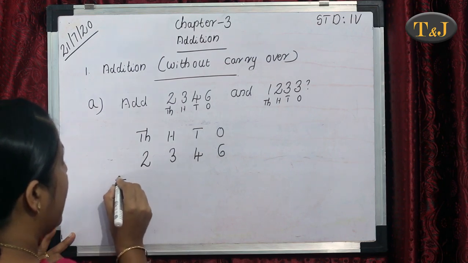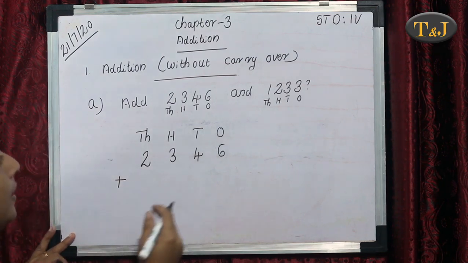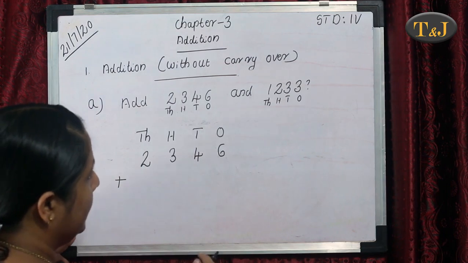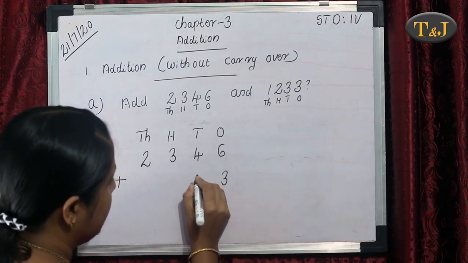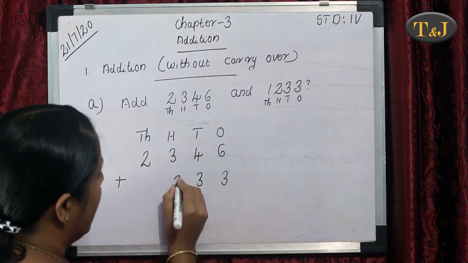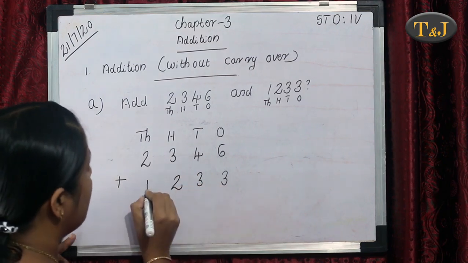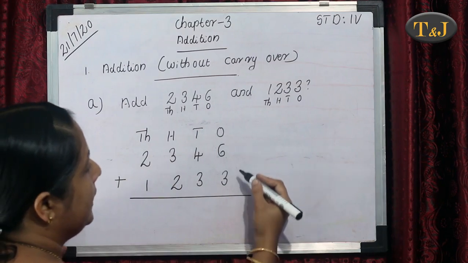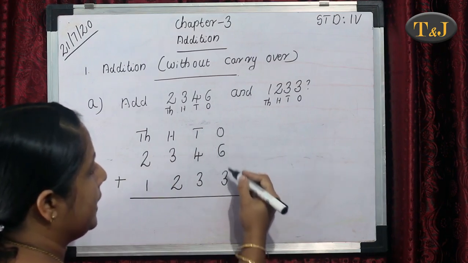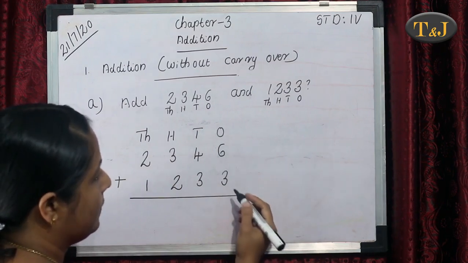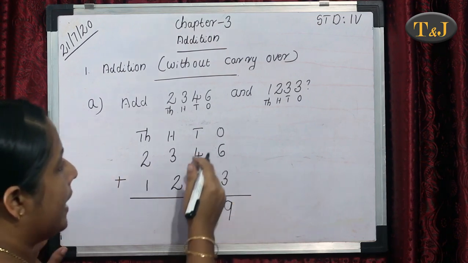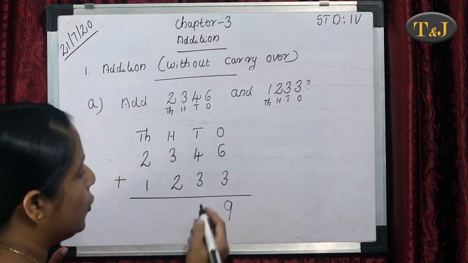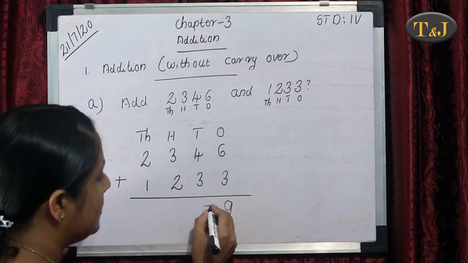Then put the adding sign, that means plus. The next number is 1233. So we write 3 in ones place, again 3 in tens place, then 2 in hundreds place and 1 in thousands place. We are adding these numbers. First we add the ones place value: 6 plus 3 equals 9. Next we add the tens place value: 4 plus 3 equals 7.